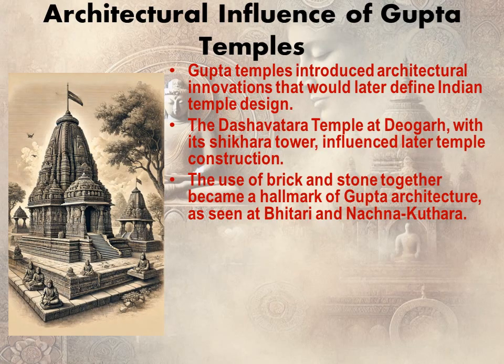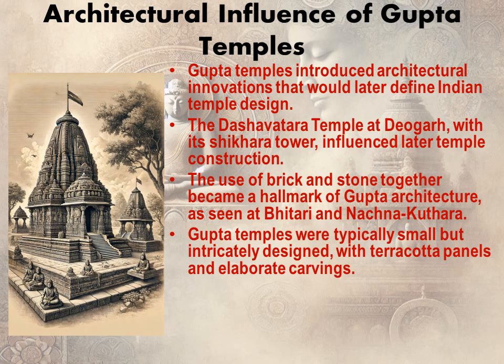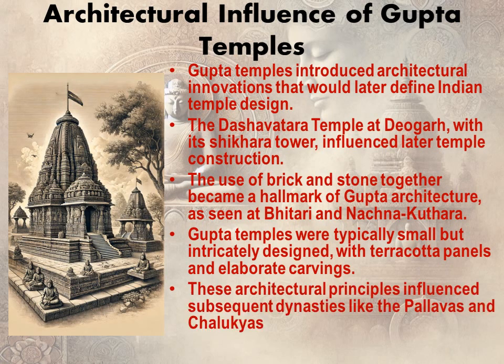The use of brick and stone together became a hallmark of Gupta architecture, as seen at Vitri and Nachra Kuthara. Gupta temples were typically small but intricately designed with terracotta panels and elaborate carvings. These architectural principles influenced subsequent dynasties like the Pallavas and Chalukyas.